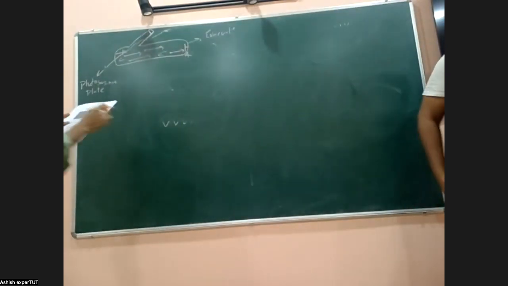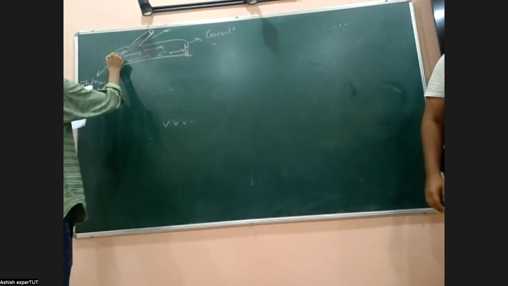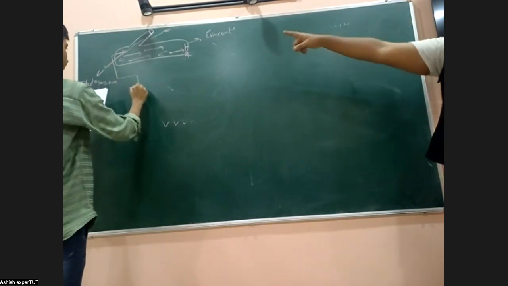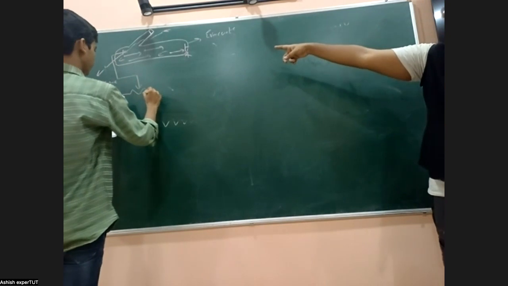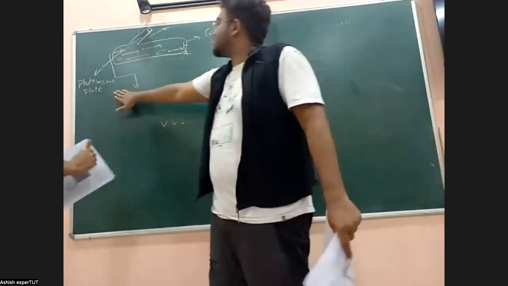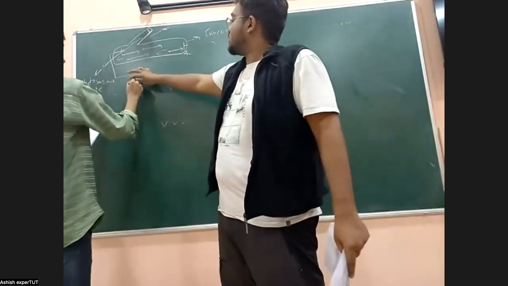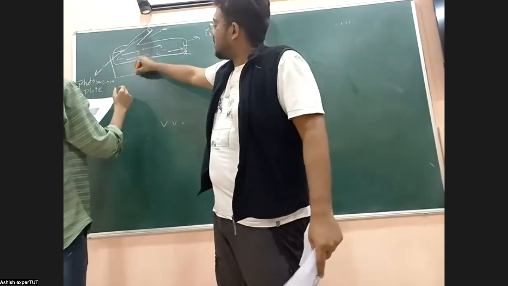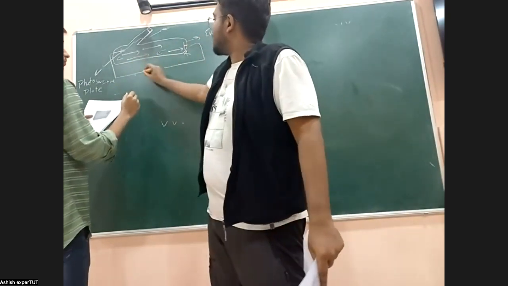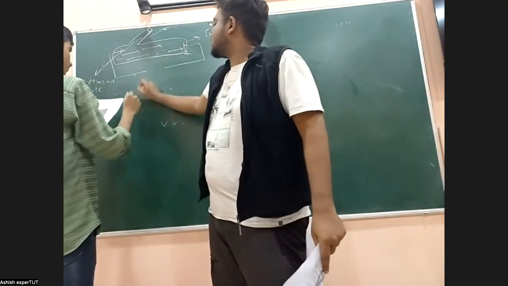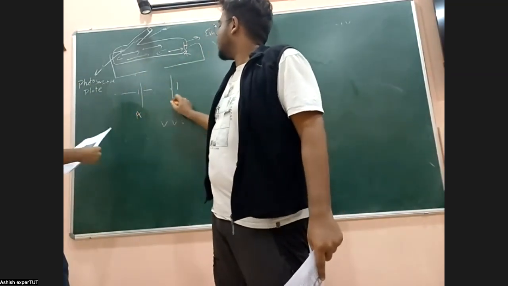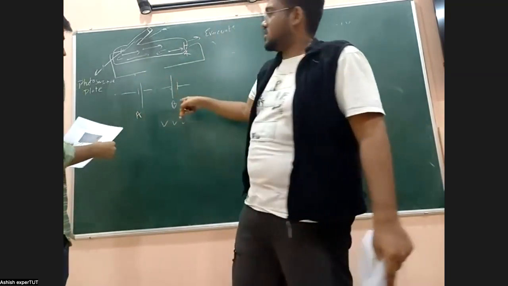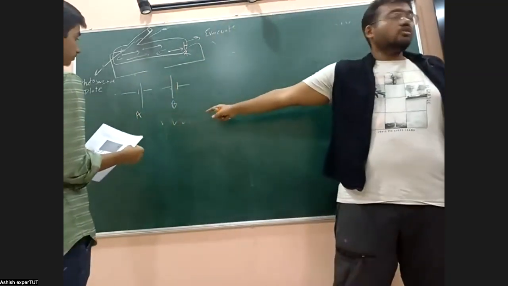Electrons are traveling from which terminal to which terminal? Negative to positive. Therefore cathode to anode, left to right they are traveling. Make the diagram like this, everyone: diagram A and B.